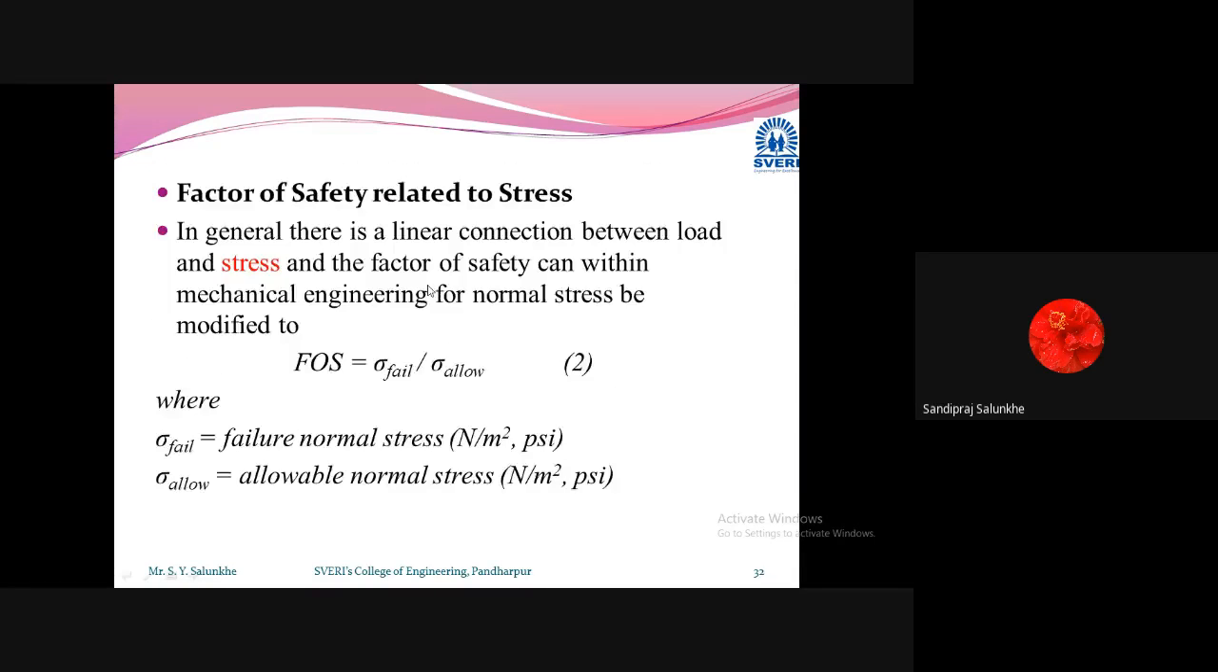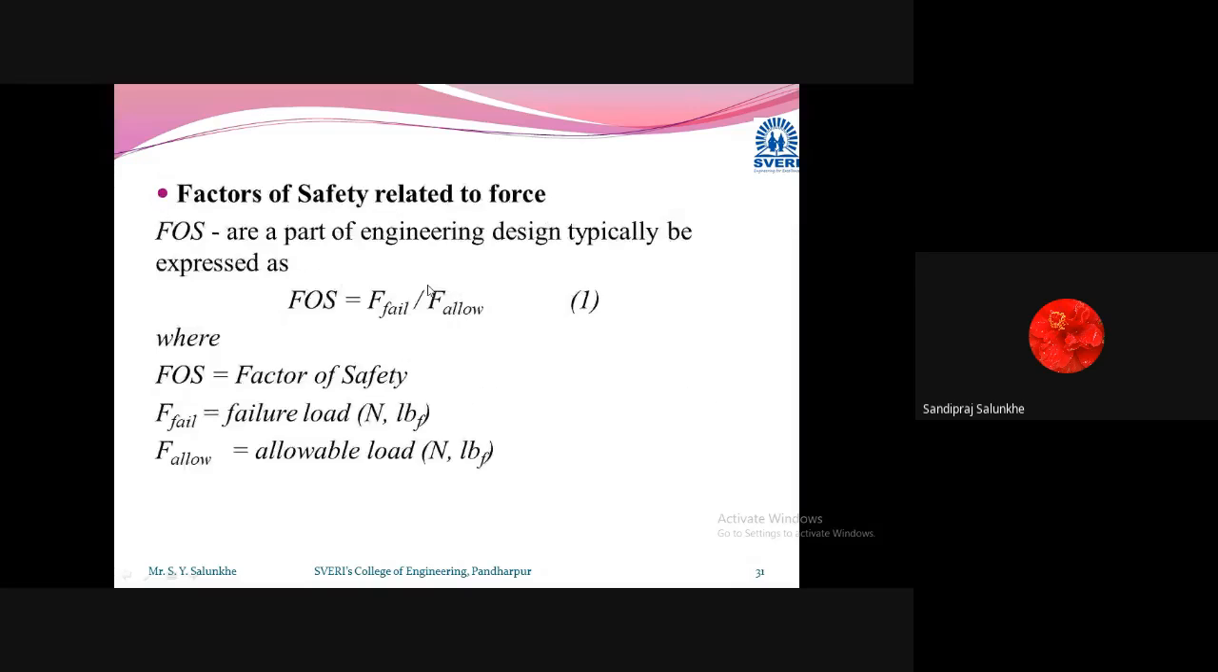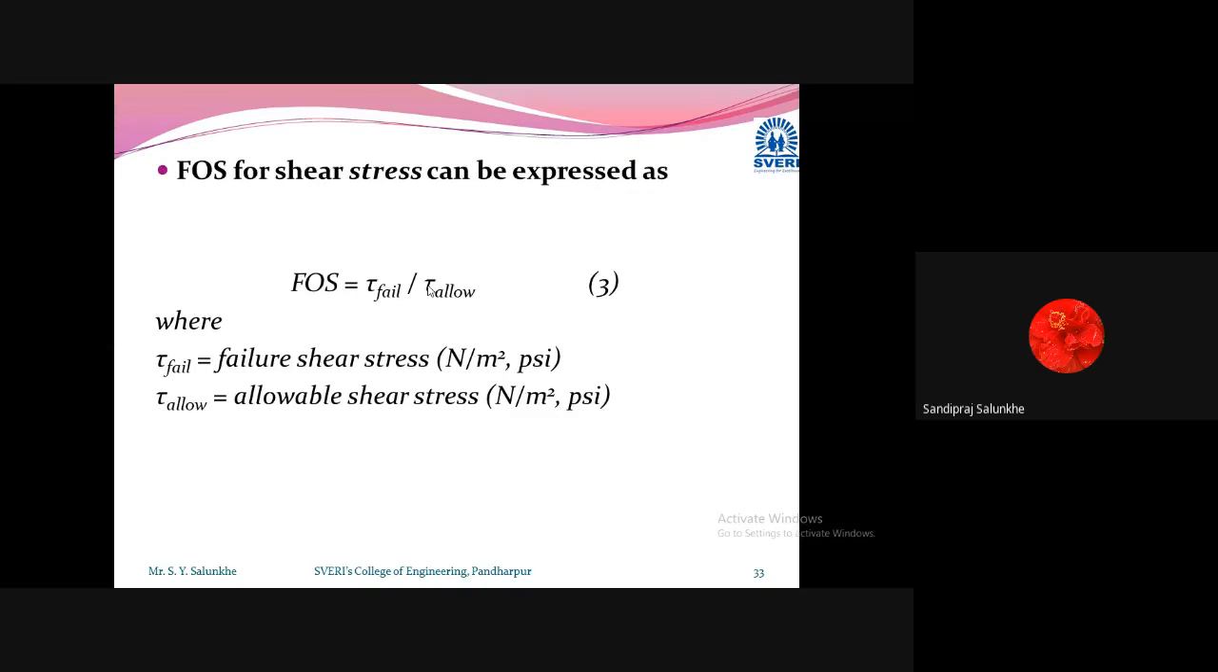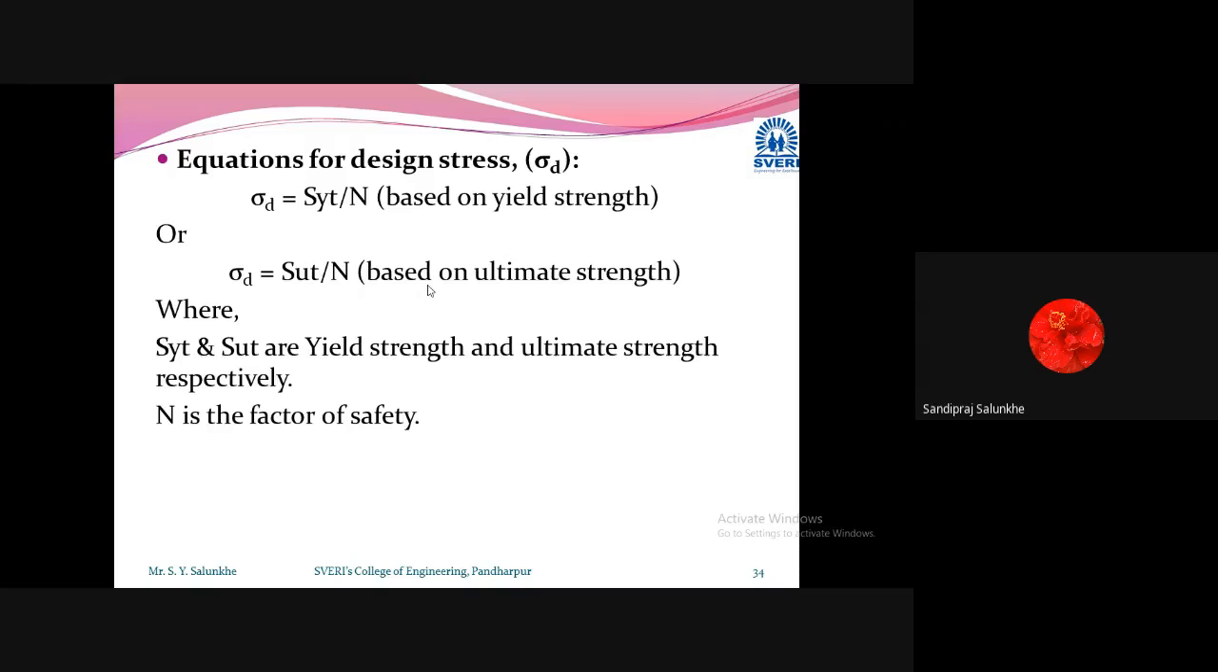So from this slide, while considering the force, we have the same formula, but it is used for different criteria. That's all. It is the same formula.